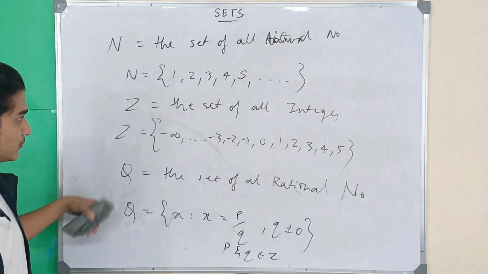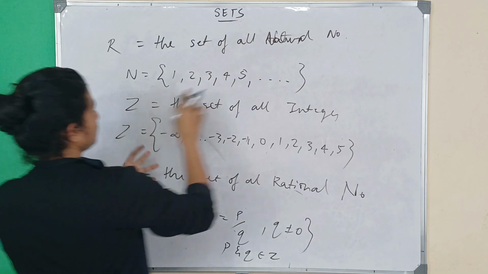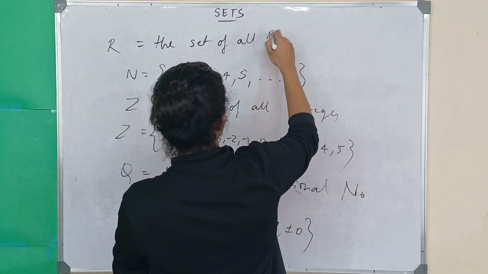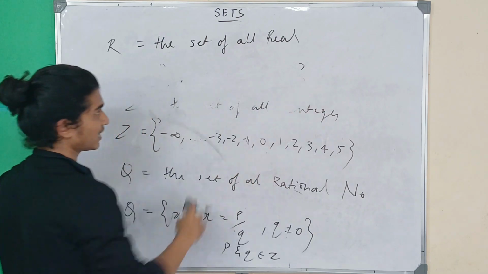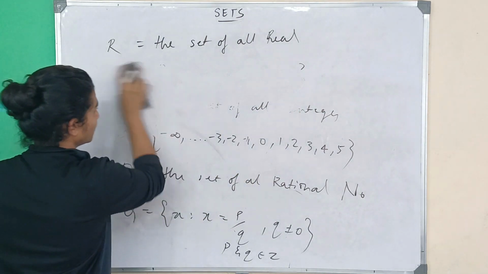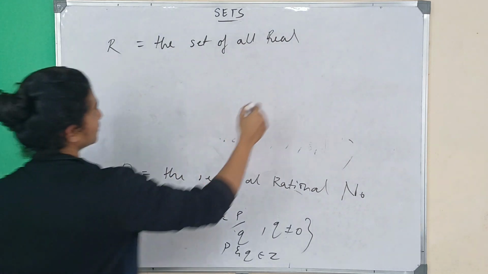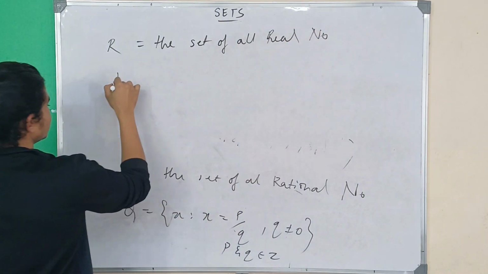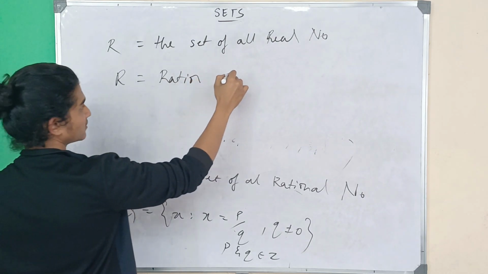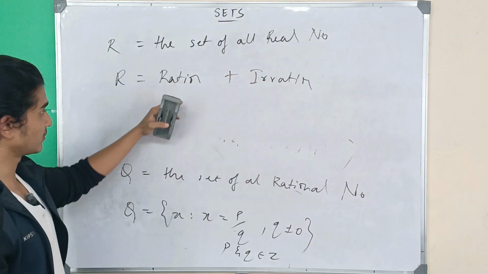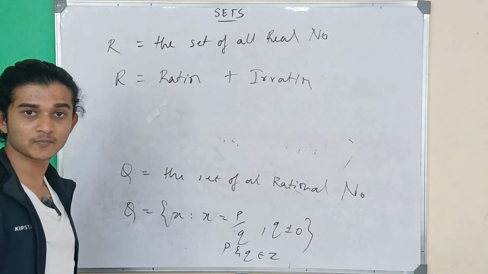So these were a few sets, and the next one is real numbers, the set of all real numbers. R represents the set of all real numbers. Real numbers include both rational and irrational numbers, so that's the one thing you need to remember. Real numbers are rational plus irrational. Rational numbers are the ones which can be represented in the form of p by q, whereas irrational numbers cannot be represented in the form of p by q.